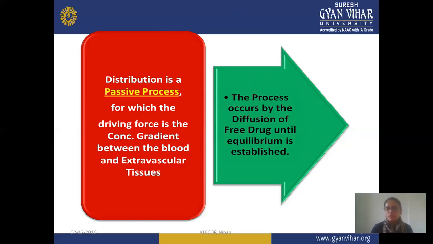Means in distribution, the transport of the drug from one compartment to another continues until equilibrium is reached, or the drug has completely passed from one compartment to another, or saturation is achieved. So it is also known as a reversible process.